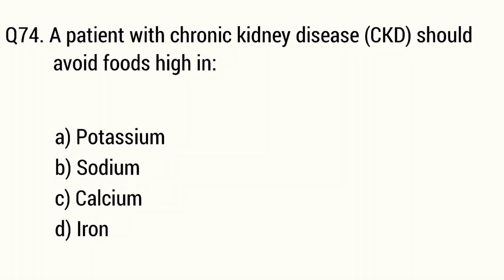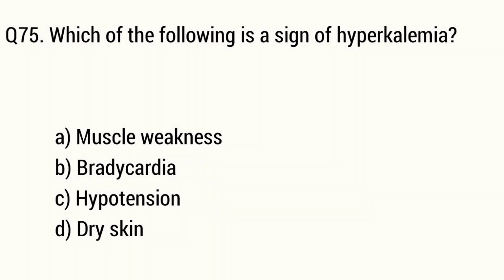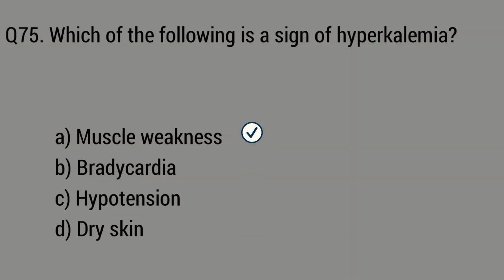Question number 76. A patient with chronic kidney disease should avoid food high in. The right answer is option A and B. Potassium and sodium. Question number 77. Which of the following is a sign of hyperkalemia? The right answer is option A. Muscle weakness.